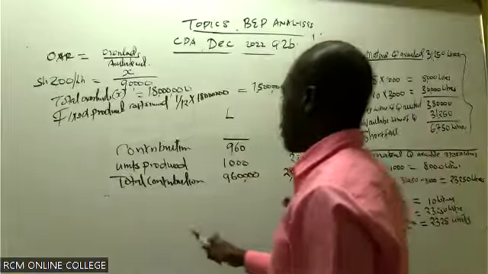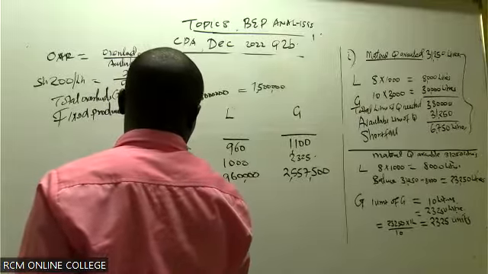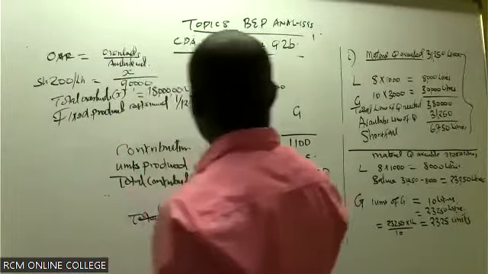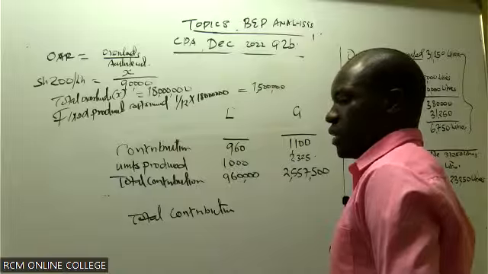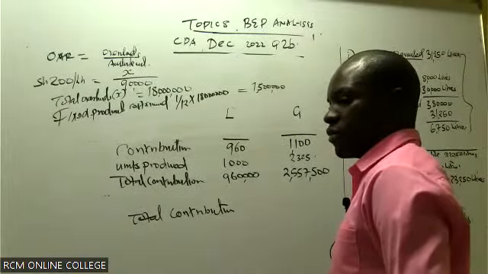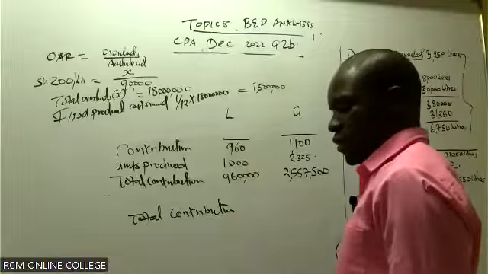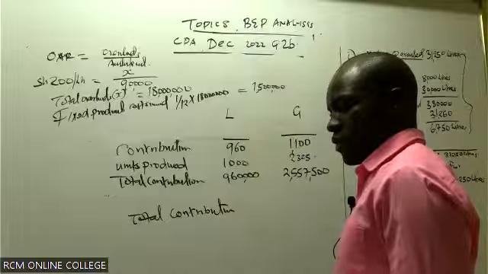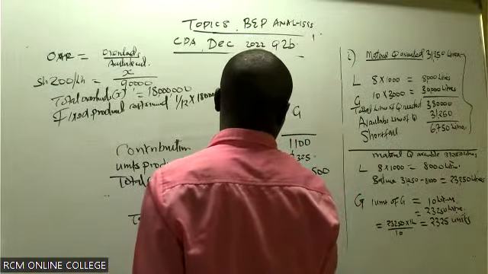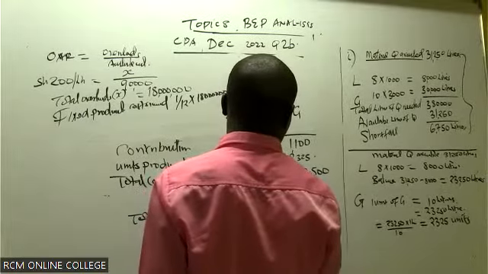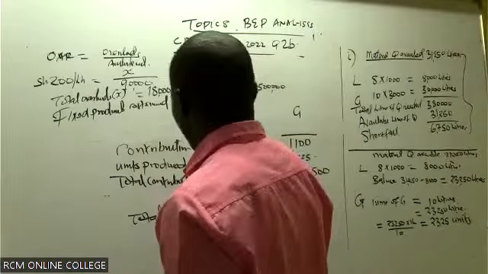Now, give me this one here. Total contribution. Adding this plus this, how much do you get? Adding those two, how much do you get? 3,517,500. That is the total contribution.